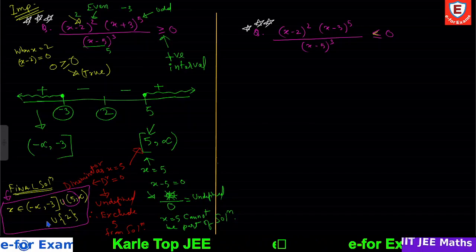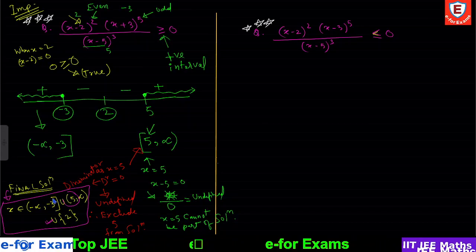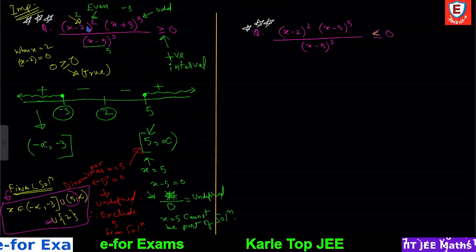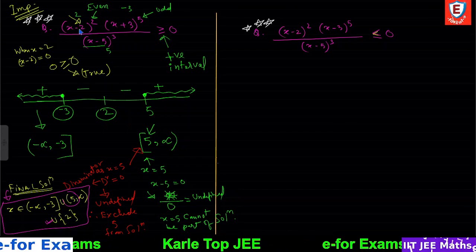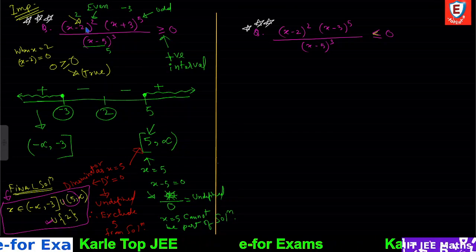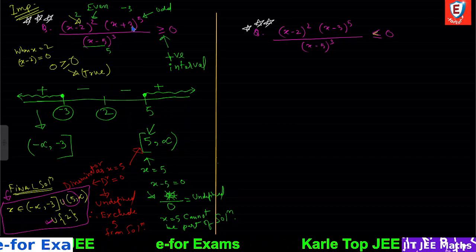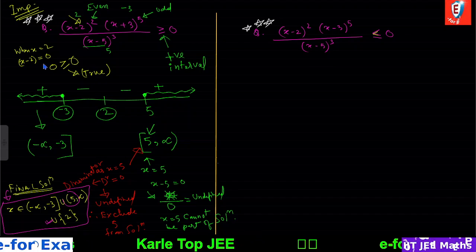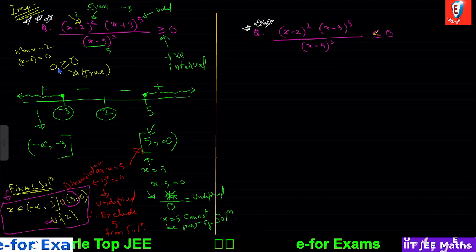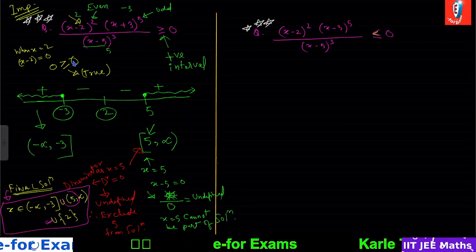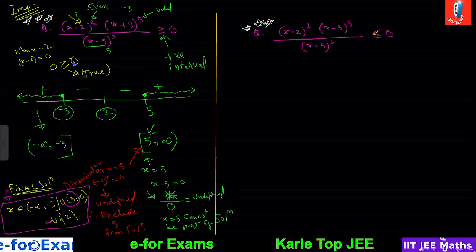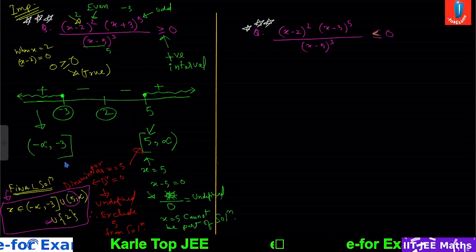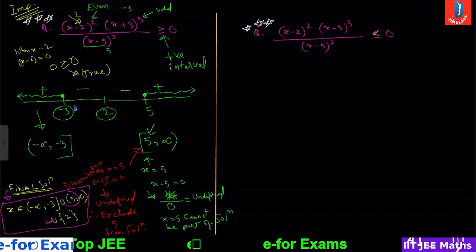And why am I including singleton set 2? Because when x is equal to 2, the numerator becomes 0, right? The whole numerator becomes 0 and 0 divided by something is again 0. So the conclusion is 0 greater than or equal to 0. Is it true? Yes, 0 greater than or equal to 0 is true.